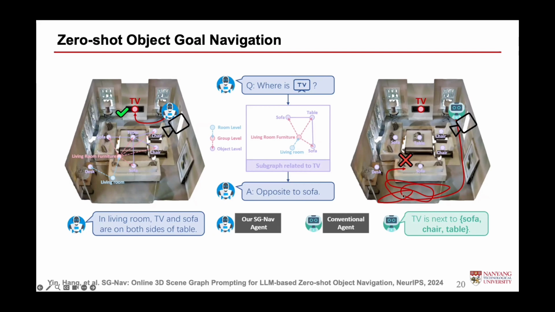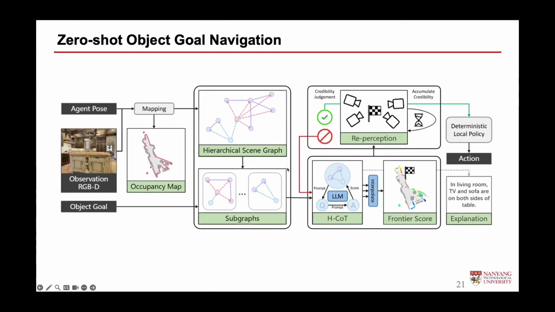Obviously, it fails. So our solution is to build a fine-grained scene graph for this. We have a hierarchical scene graph with three hierarchical levels, because we have a lot of objects in the house, right? We need a hierarchy to reduce the redundancy. And we have a room level, a group level, and an object level like this one. Okay, we have two main ideas. The first one is that we build the scene map during the navigation process.